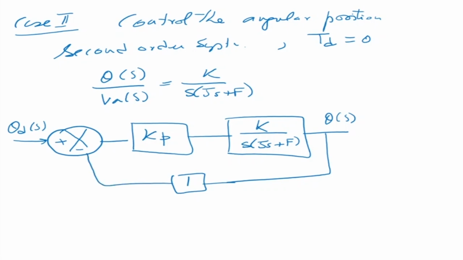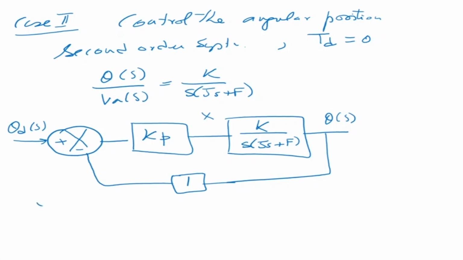Now how do we find the closed loop transfer function? Exactly the same way that we did in the previous case. We multiply Kp into K divided by S into (JS plus F). Then output by input is G(s) by 1 plus G(s)H(s) when I close the loop. So the closed loop transfer function is written like this.